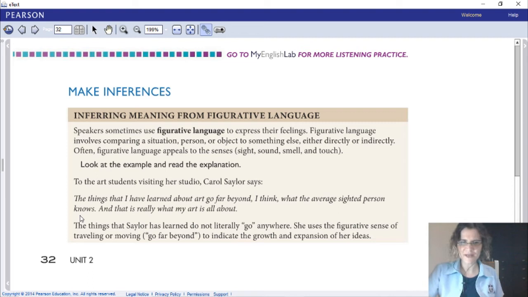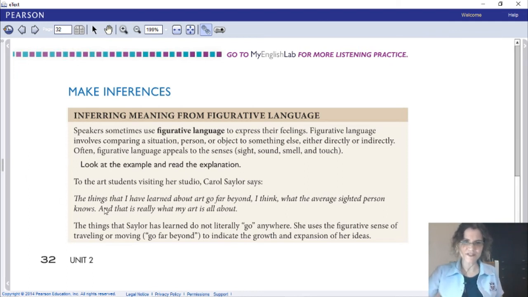Often, figurative language appeals to the senses. So that is what we call sensory details. Those are senses such as sight, sound, smell, and touch. So we use adjectives or multiple adjectives that will refer to the sight, sound, smell, and touch. And that helps us to create a vision, a mental picture in our head, and that creates imagery.